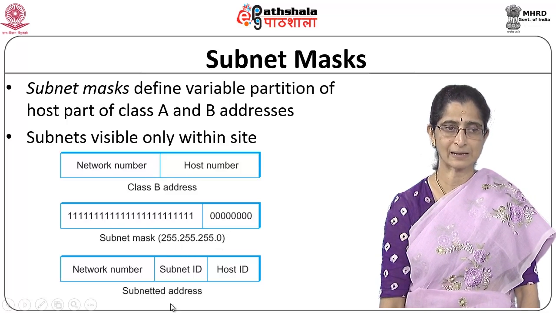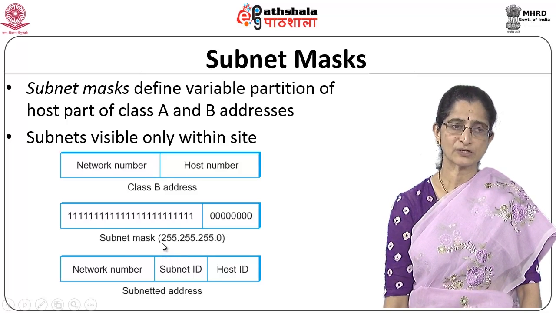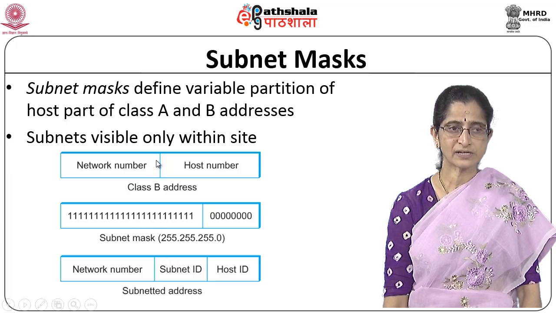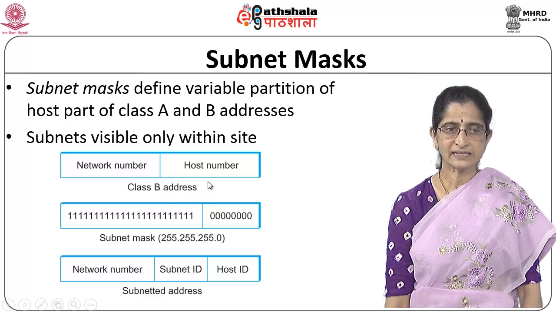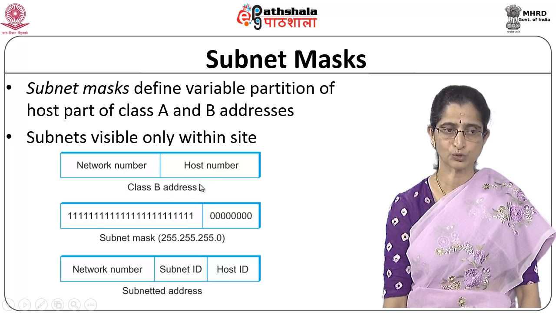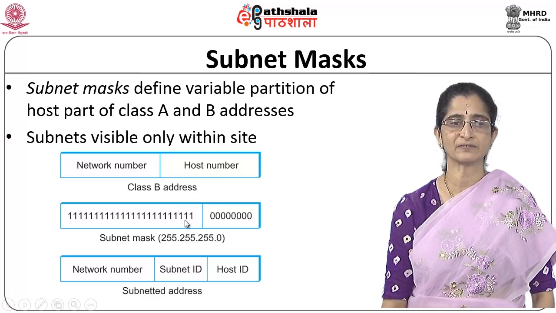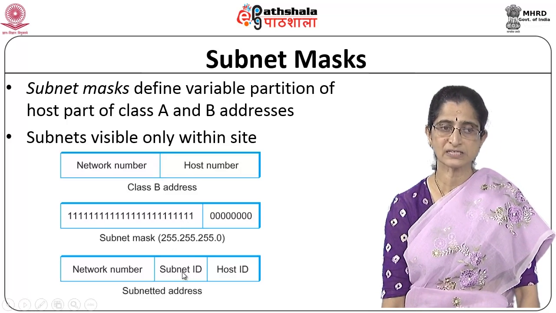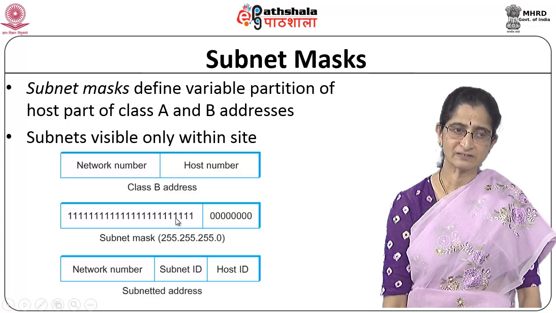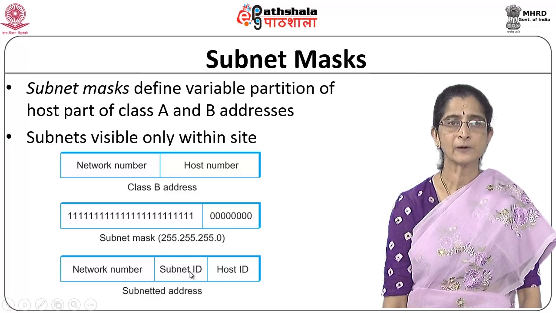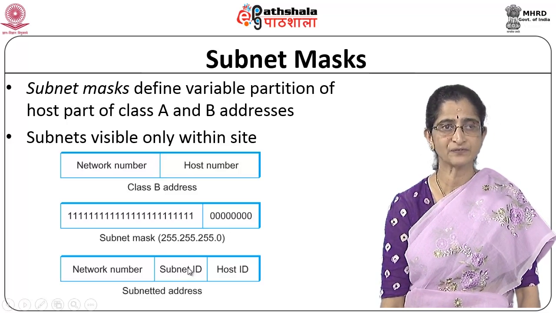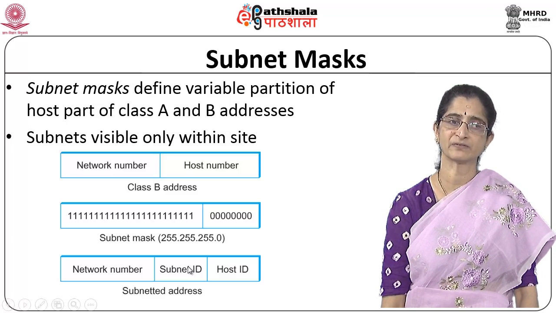So in this example you have a subnet mask which takes this class B address and identifies that the first 8 bits of the host part will be used to identify the subnetwork. That will be used as a subnet ID. And with this kind of subnet mask, because I have 8 bits for the subnet ID, you can have 2 to the power of 8 different subnetworks, which is 255 different subnetworks.